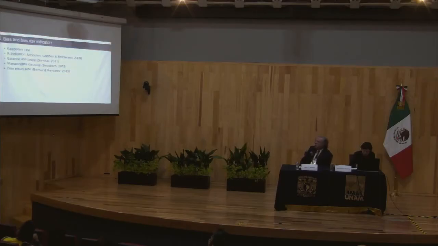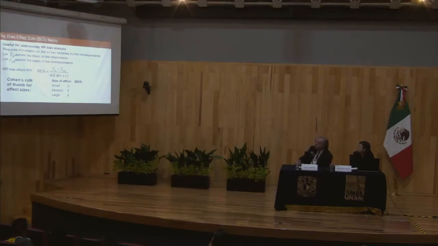Bias and bias risk indicators. Response rate is the old favorite of a risk indicator for non-response bias. Of course, we have more sophisticated measures now, like the R-indicator, the balance indicators, Mahalanobis distance. And then there's one that Andy and I came up with, which is this bias effect size.